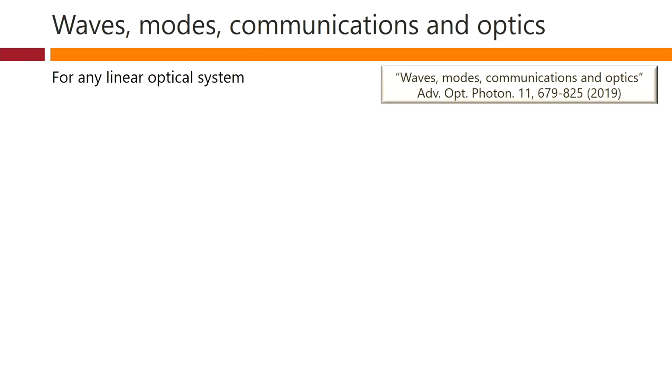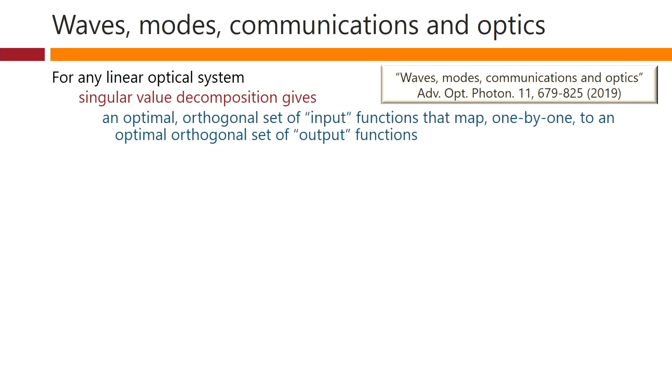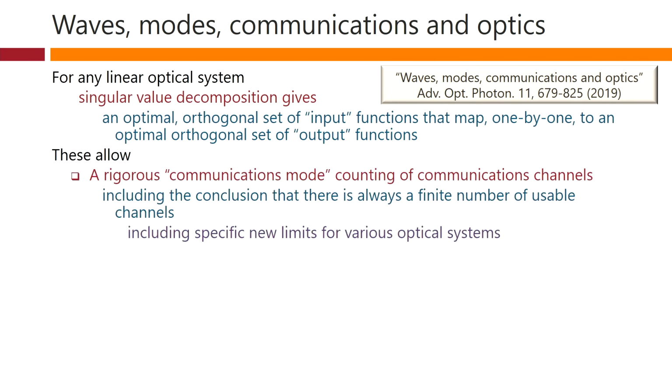For any linear optical system then, singular value decomposition gives an optimal orthogonal set of input functions that map one by one to an optimal orthogonal set of output functions. These allow a rigorous, what we can call communications mode, counting of communications channels, including the conclusion that there is always only a finite number of usable channels, and including specific new limits for various optical systems. And we've derived all this in this paper here.